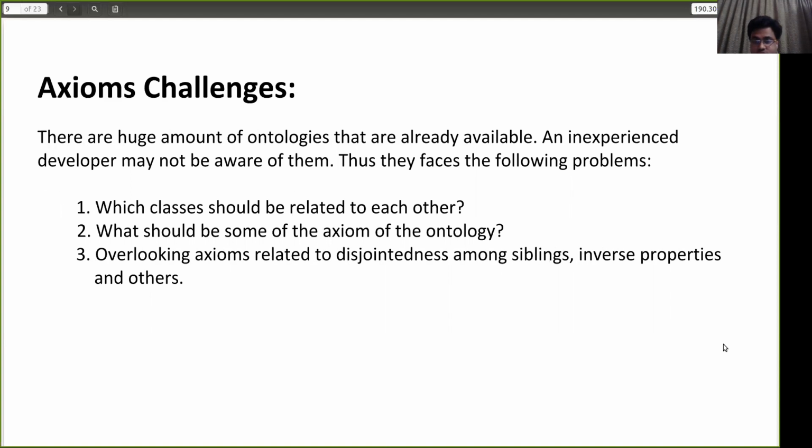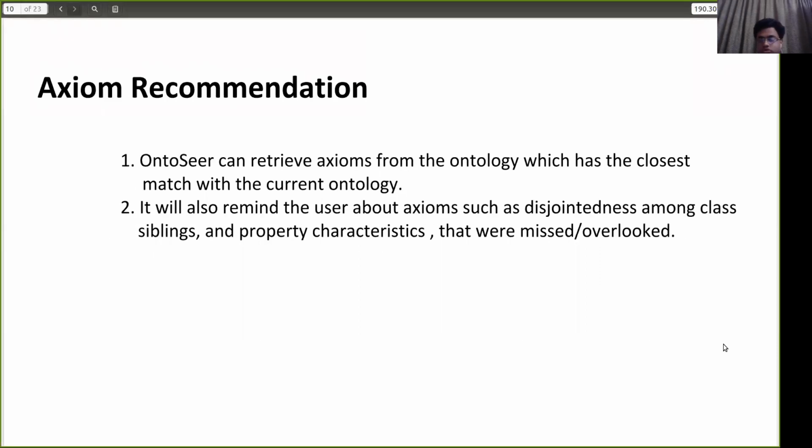Also, they may miss some of the important properties like inverse properties, disjointedness among siblings, etc. To do away with this, we have developed the axiom recommendation feature of Ontosphere. Ontosphere can retrieve axioms from the ontology which has the closest match with the current ontology. For this, we have indexed several datasets like Manchester OWL corpus, Oxford OWL corpus, BioPortal, etc. And Ontosphere retrieves the axioms in tuple form.